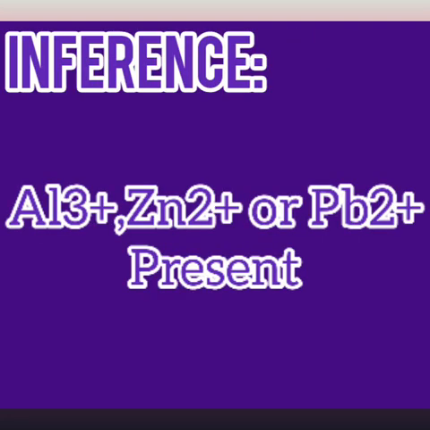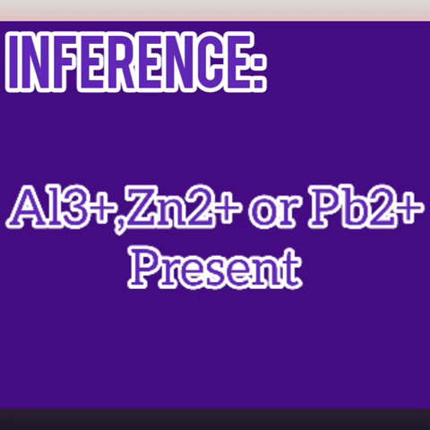So now your inference is aluminium, zinc or lead present. You could say aluminium or zinc present, but for accurate results: aluminium, zinc or Pb2+, which is lead, present.